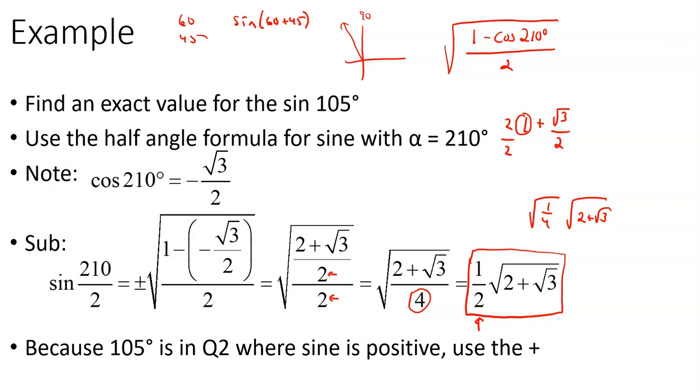Now notice if I did it with the sine formula, like sine of 60 plus 45, I wouldn't have something that looks like that. That's okay. You'll see multiple different ways to write something that has the same numerical value.